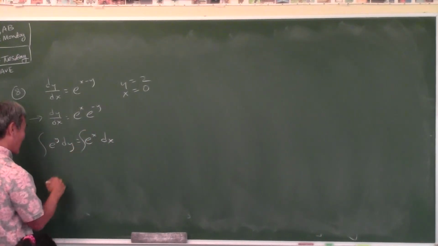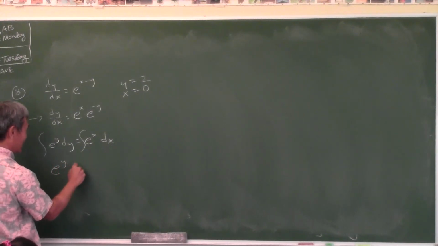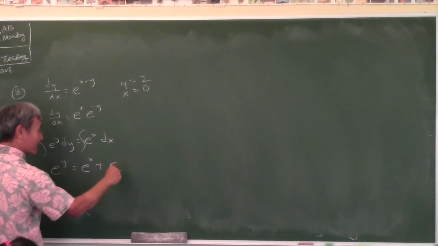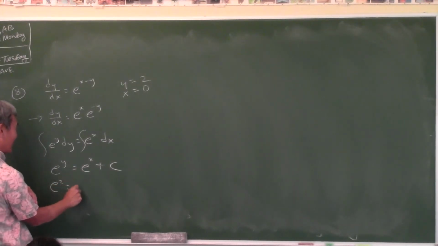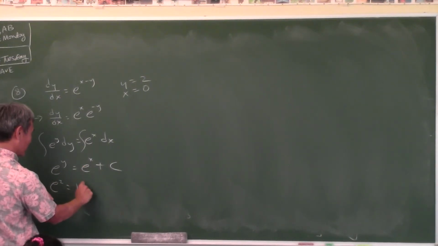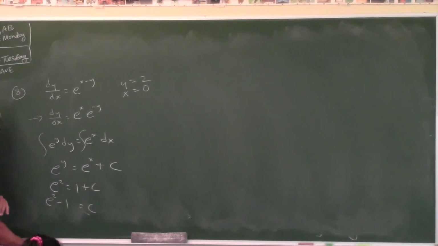Integrate both sides. Okay, so these are easy. E to the y plus c equals e to the x plus c. Mush the two c's together into just one c. Now what do I do? Plug in the initial conditions to figure out c. So if I plug in 2 for y and 0 for x, what is e to the 0? 1 plus c. We just figured out c is e squared minus 1.